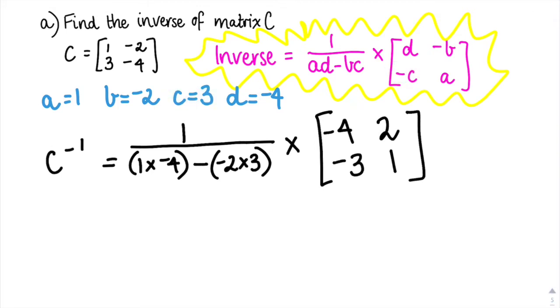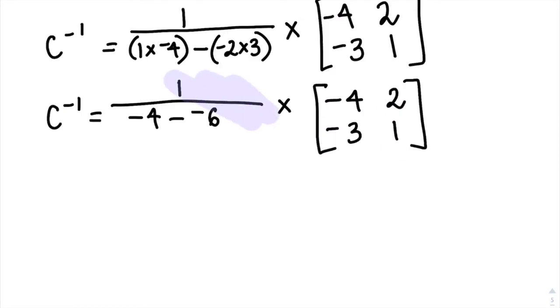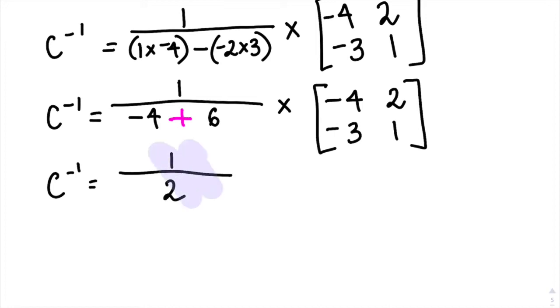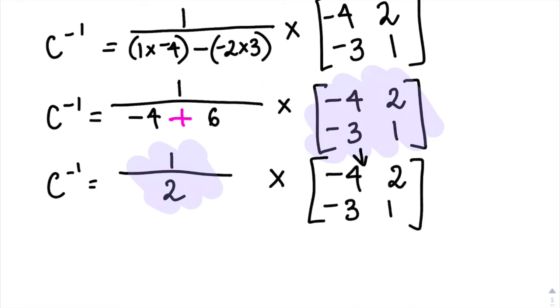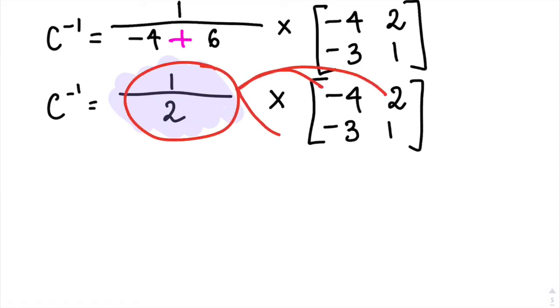Now to tidy up. Let's begin with our fraction, or scalar, out the front. We have 1 over 1 times -4 gives -4. Then we subtract 3 lots of -2, which gives -6. Let's just drop down our matrix. We'll keep simplifying this fraction now. We have our 1 over -4 take -6 is the same as -4 plus 6, which gives us +2. So we have a half times this matrix. -4, 2, -3, 1. Using our knowledge of scalar multiplication, let's distribute this half by multiplying it by each of the elements inside the matrix.